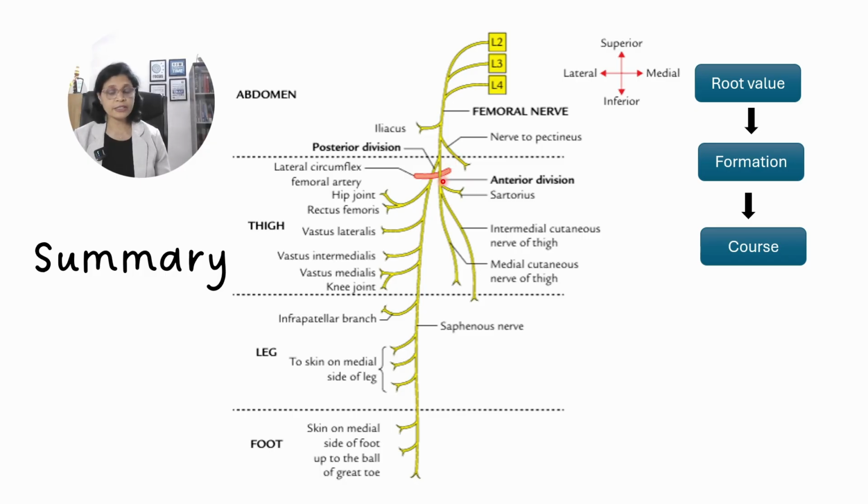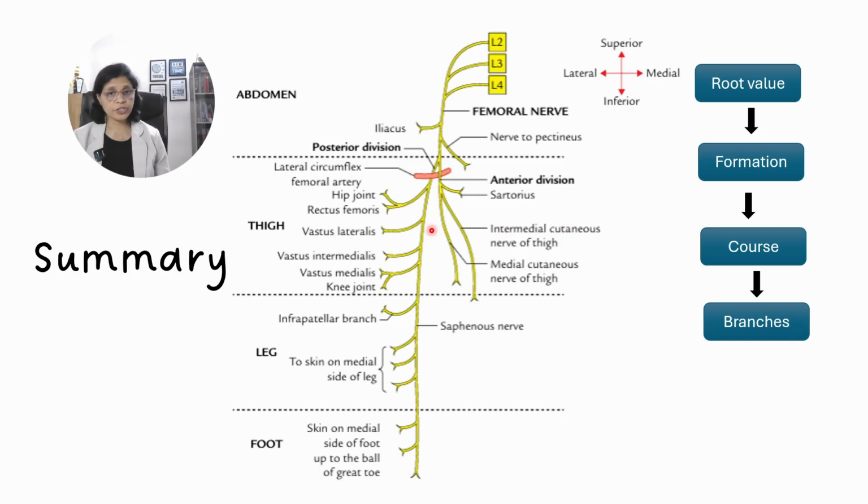About 2 centimeters distal to the inguinal ligament, it divides into its anterior and posterior divisions. And these two divisions straddle the lateral circumflex femoral artery. So coming to the branches, before it enters the thigh, it gives two motor branches to the iliacus and to the pectineus muscle. In the thigh, its anterior division is mainly cutaneous, giving the medial cutaneous nerve of thigh and intermediate cutaneous nerve of thigh. These two nerves supply the skin over the anterior and medial aspect of the thigh. The only muscular branch given by the anterior division is to the sartorius.